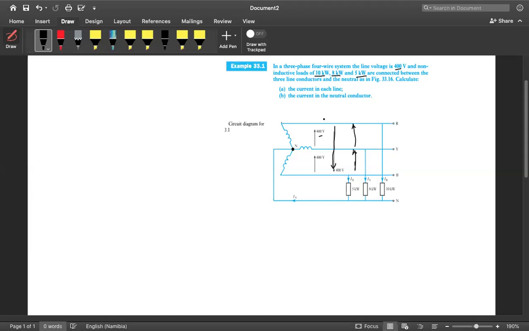So we're supposed to find the current in each line. In other words, you're supposed to find the line currents. Our line currents are IR, IY, and IB. Now, one thing you must know is that this is not a balanced load. You can see that the power ratings are different. That means the values of the currents are going to be different also. It's not a balanced load.